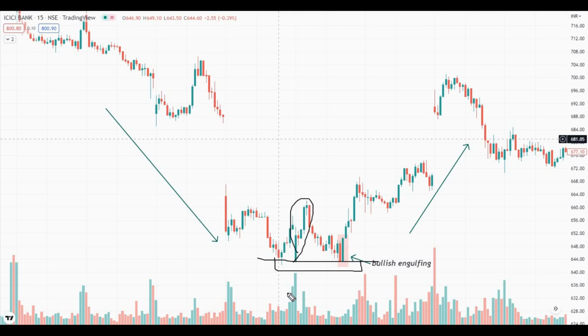Bears are getting weaker and buyers are getting stronger. And also we saw a bullish engulfing pattern with lower selling volume and greater buying volume. So this is an indication that prices now could go towards the upside. The trend is going to change from down to up. Okay, so now let's look at another example.